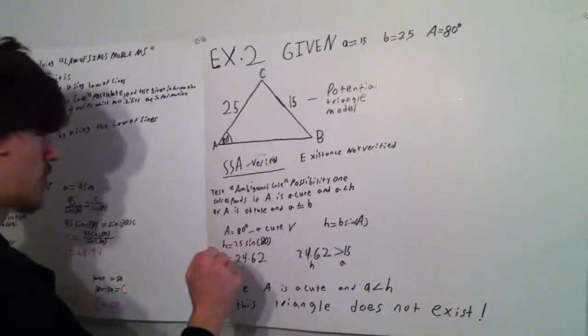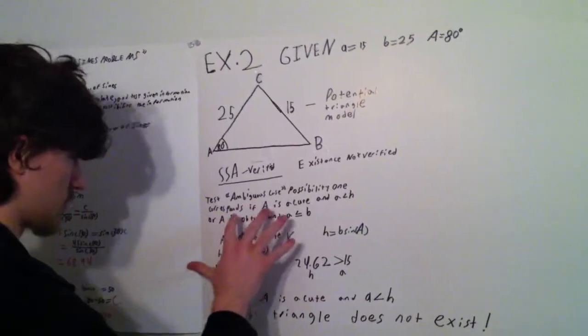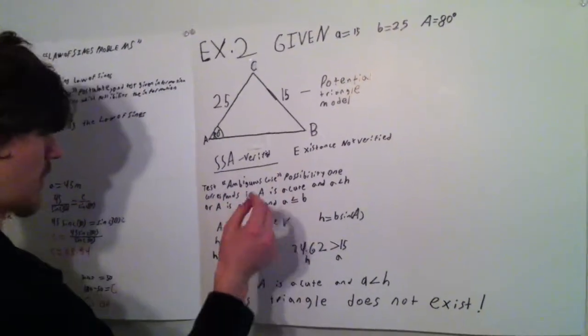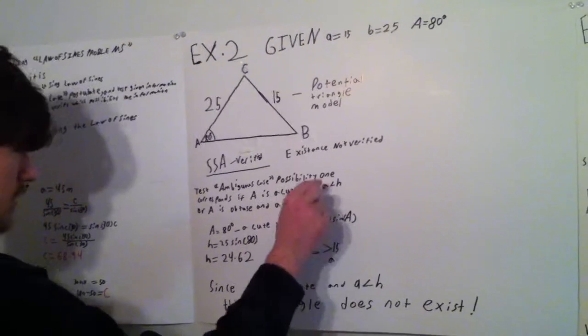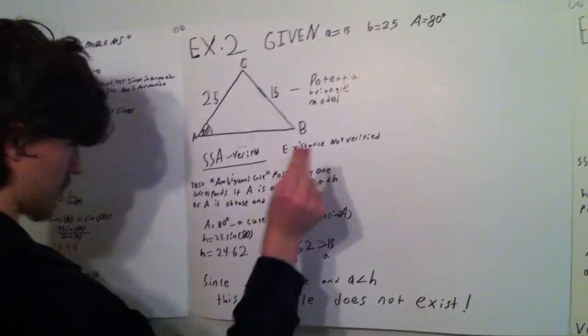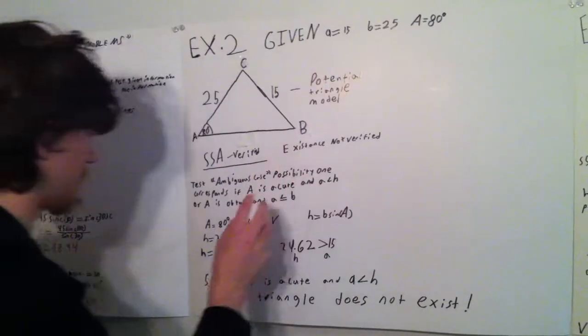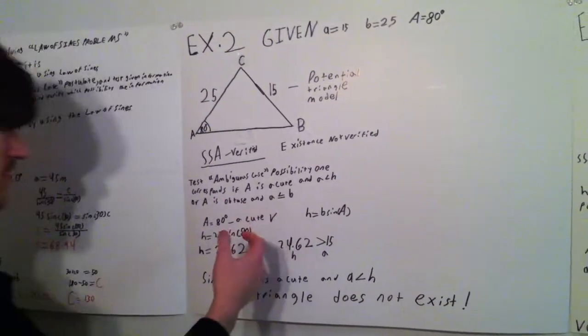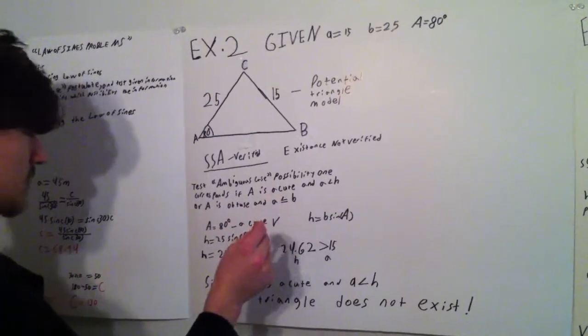For possibility 1, the circumstances are that A has to be acute and side a has to be less than the height of the figure, or that angle A is obtuse and side a is less than or equal to side b.